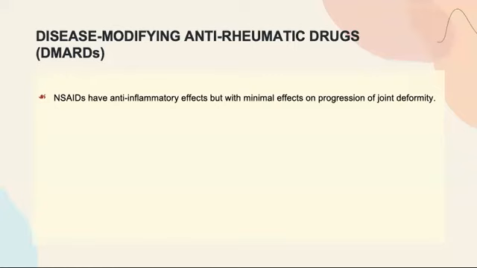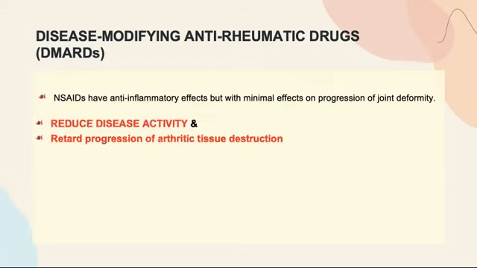NSAIDs have anti-inflammatory effects, but NSAIDs have minimal, if any, effect on progression of joint deformity. So these disease-modifying anti-rheumatic drugs, or DMARDs, can reduce the disease activity of rheumatoid arthritis and retard the progression of arthritic tissue destruction.